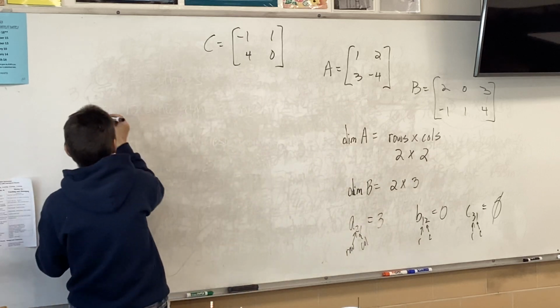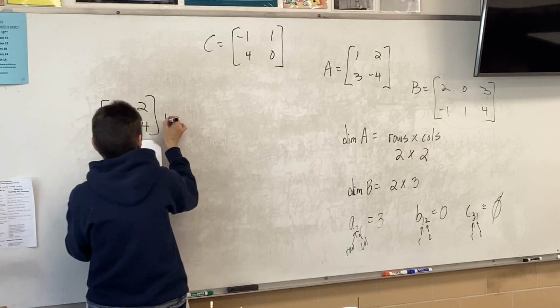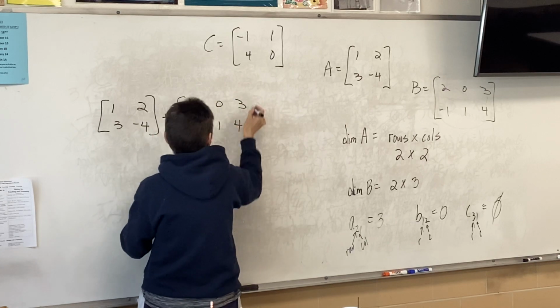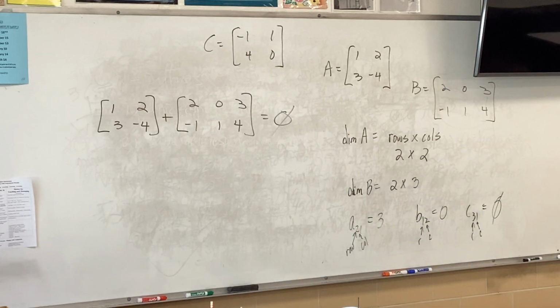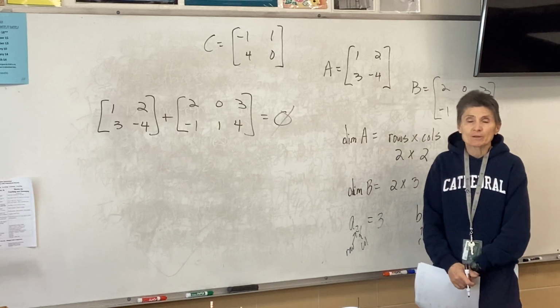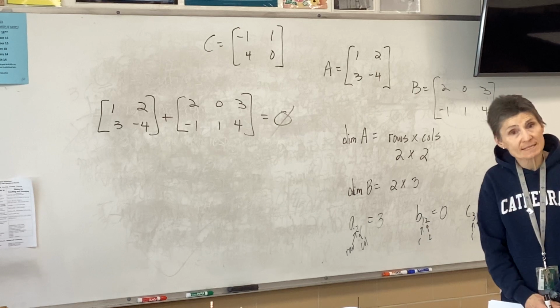All right, now we're going to add matrix A and matrix B. And I'm going to tell you right now, you can't do it. You can't do it. Why do you think you can't add matrix A and matrix B? Because they aren't the same size. In order to add matrices, they must be the same size.